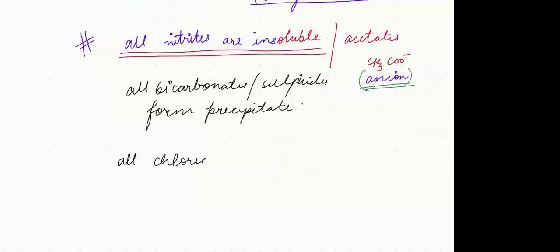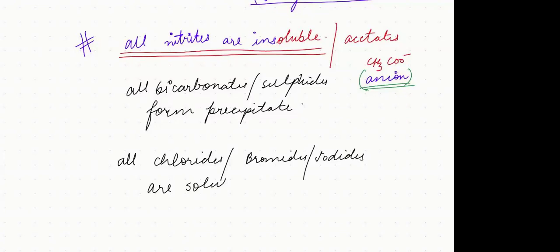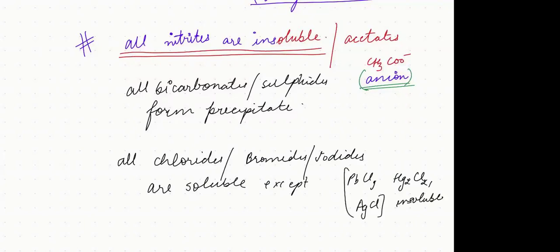Then you say all chlorides, bromides, and iodides are soluble except PbCl2, Hg2Cl2, and AgCl. These are insoluble. Except these, all chlorides, bromides, and iodides are soluble.